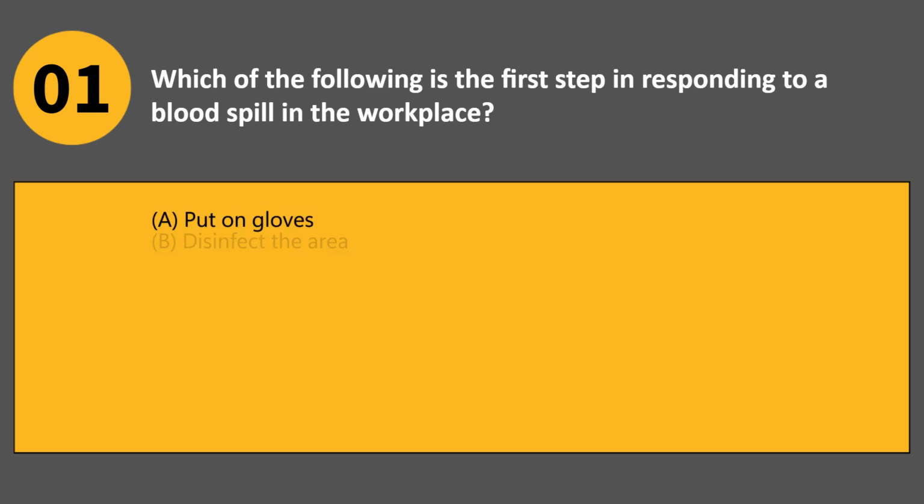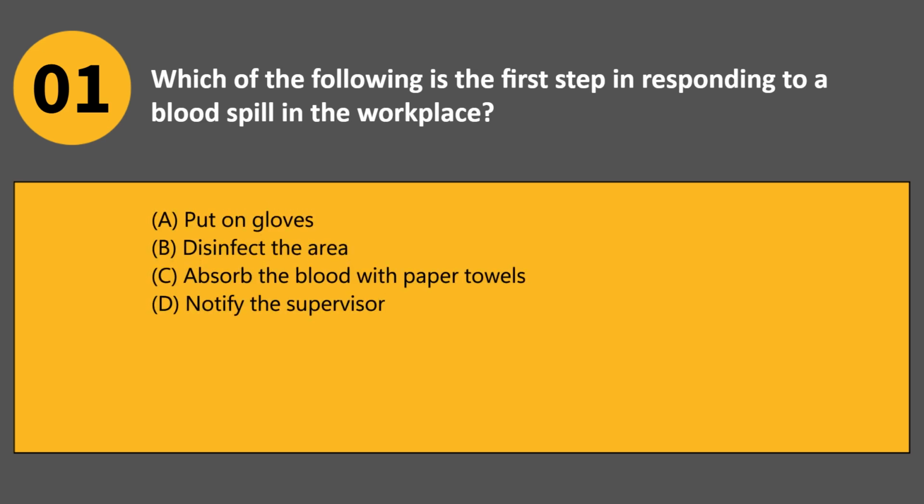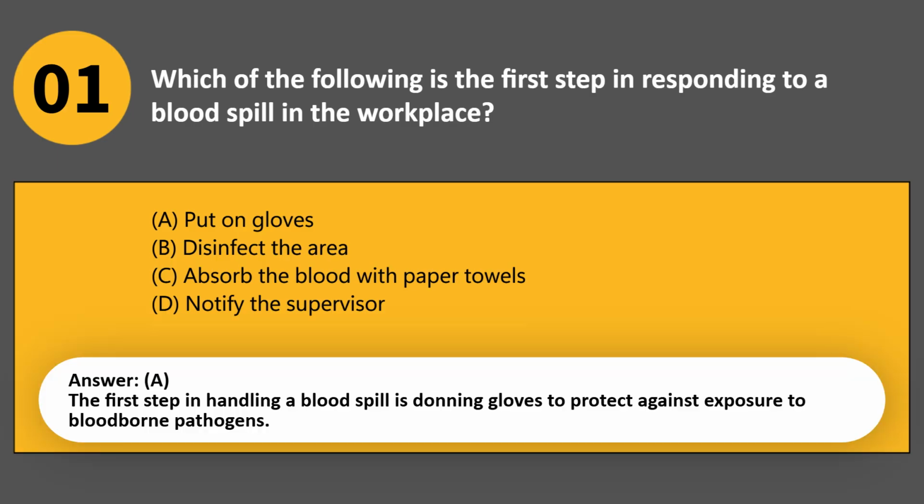Which of the following is the first step in responding to a blood spill in the workplace? A. Put on gloves. B. Disinfect the area. C. Absorb the blood with paper towels. D. Notify the supervisor. Answer A. The first step in handling a blood spill is donning gloves to protect against exposure to blood-borne pathogens.